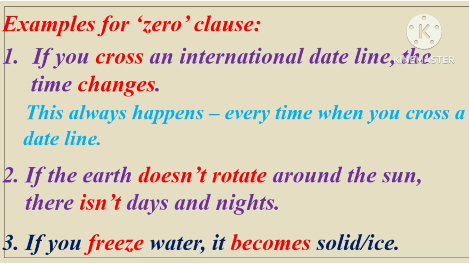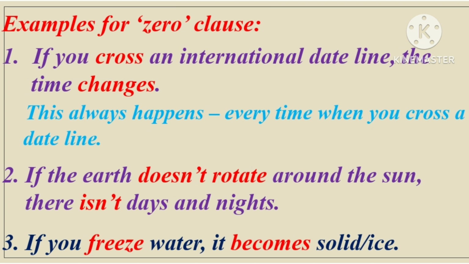If you cross an international date line, the time changes. This always happens every time you cross the date line. Let us see the second example. If the earth doesn't rotate around the sun, there aren't days and nights. It always happens, which means it is a scientific truth. That's why we use "doesn't", which is present tense, and "isn't", which is also present tense.